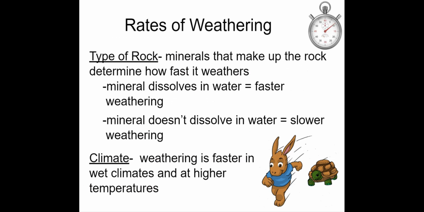So how quickly the rock is going to weather is dependent on 2 things. First, the type of rock. What kind of minerals make up the rock? If they dissolve in water, they'll usually weather a lot faster or break down faster. If they do not dissolve in water, that means they will weather a lot slower. The climate is the second thing that affects how quickly these things will weather. Weathering is faster in wet climates and if it is a higher temperature. So the hotter it is, the wetter it is, the faster the rocks are going to weather in that area. Again, keep this in mind and refer back to it as you're doing your check after the notes.